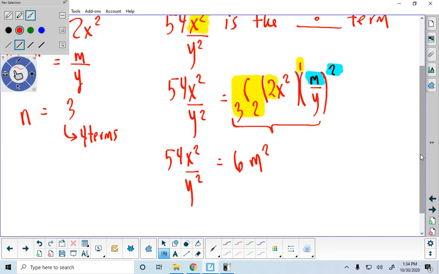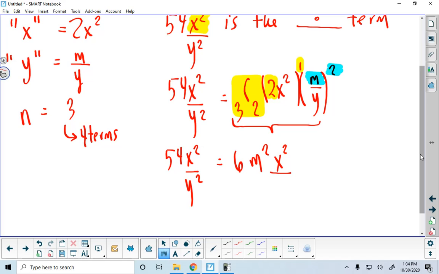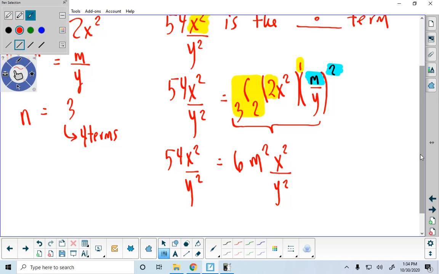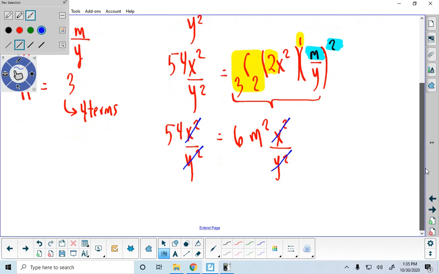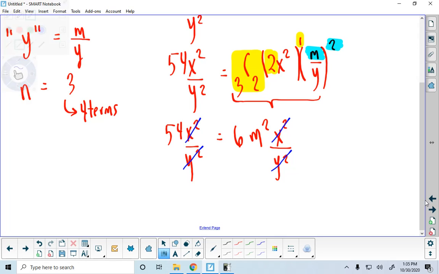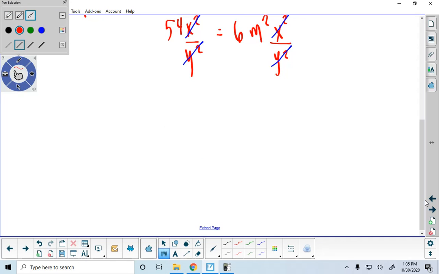And then my variables, I can see by looking at my x's, I have x squared to the 1, which is x squared. And then I have over y quantity squared, so that's over y squared. And essentially what we have now is an equation where I can cancel the x squared with the x squared, the y squared with the y squared, and be left with 54 equals 6m squared. So I can divide both sides by 6, and I believe that gives me 9 equals m squared.